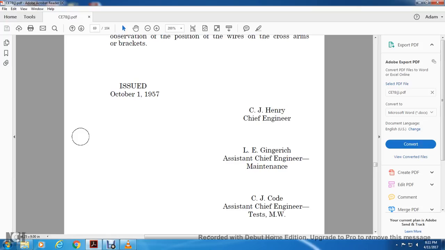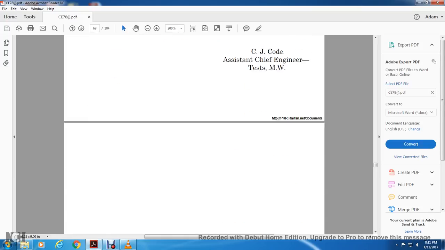This was issued October 1st, 1957. C.J. Henry, Chief Engineer. L.E. Gingerick, Assistant Chief Engineer. C.G. Code, Assistant Chief Engineer, Testing Maintenance of Way.